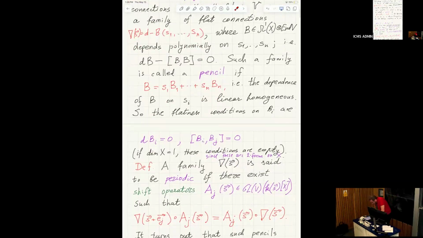And here is the main definition. A family nabla of S is said to be periodic if there exist shift operators A_j of S, and these operators are invertible matrices, so elements of GL(V), with coefficients in the ring of functions on X over the field of rational functions of S. So they can have poles with respect to S, but not with respect to X. And they will, in fact, have to have poles to have an interesting question.